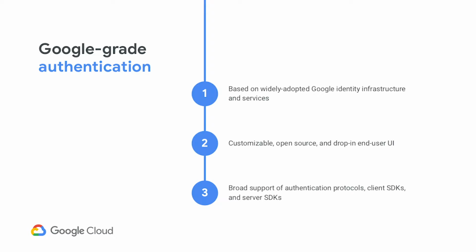So we break it down into a few different pillars. First and foremost, we want to offer you Google-grade authentication. So it's based on widely adopted Google infrastructure. We have 8 services with over 1 billion users each. And you don't get there without learning a few things about how to manage identity securely. And so, as I said, delivering that to our customers is our number one priority.